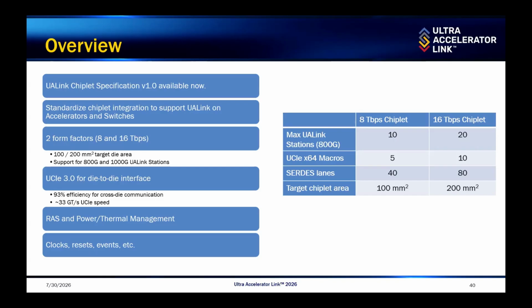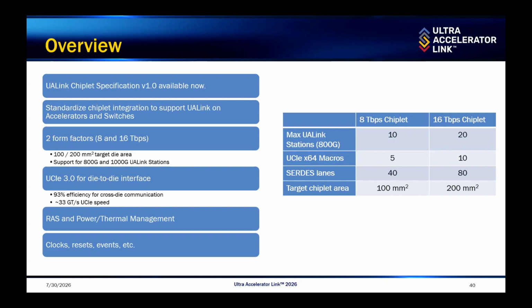So the way we've looked at it is we decided to break the first pass of this into two formats of chiplets. I'll show you what the chiplet looks like in a second. But there are basically two variants of that chiplet, and you can just think about them as pure bandwidth. One's an 8 terabit per second chiplet, and the other one's a 16 terabit per second chiplet.